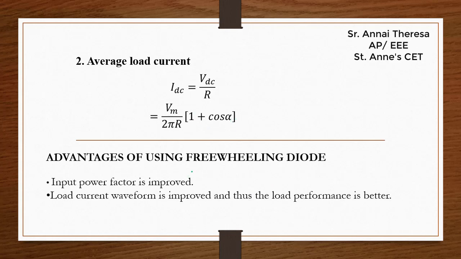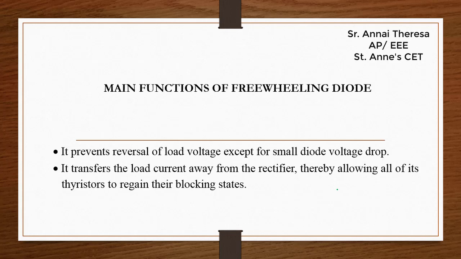Then, what are the advantages of using a freewheeling diode? By using the freewheeling diode, the input power factor is improved, and the load current waveform is improved because the load current is continuous, and thus the load performance is better. What are the main functions of the freewheeling diode? It prevents a reversal of load voltage except for a small diode voltage drop.